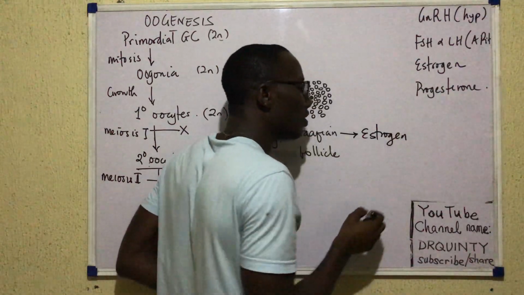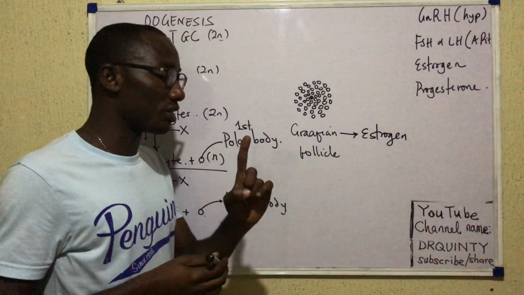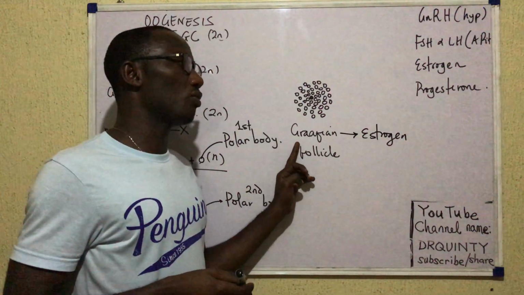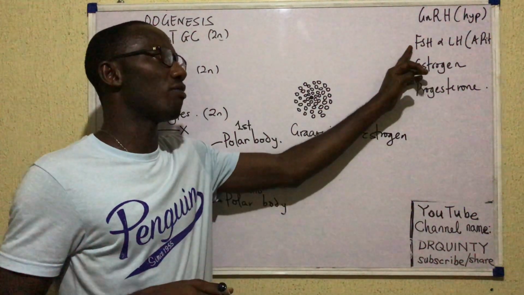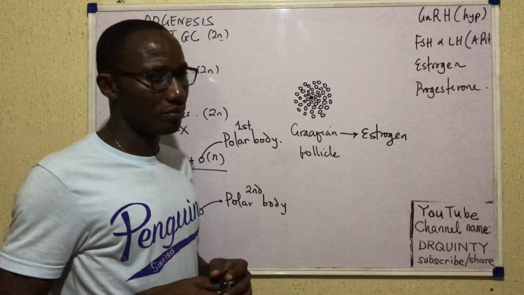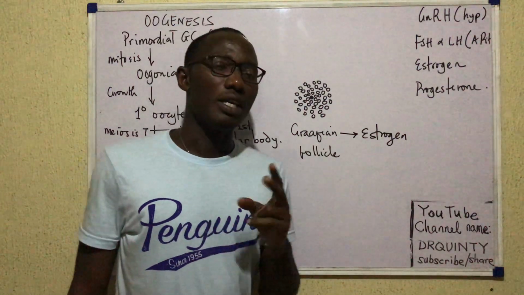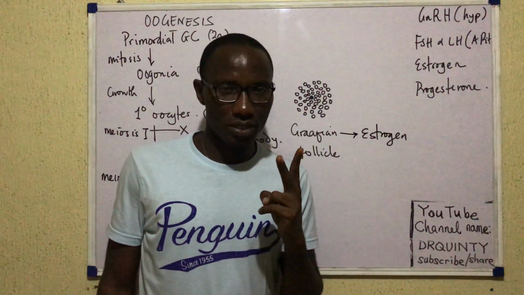Now, as this Graafian follicle is formed, it begins to produce another hormone, that is estrogen. So estrogen is produced at first by the Graafian follicle, and that Graafian follicle we said was produced under the influence of FSH. Now, once estrogen is produced, it will have two main functions.